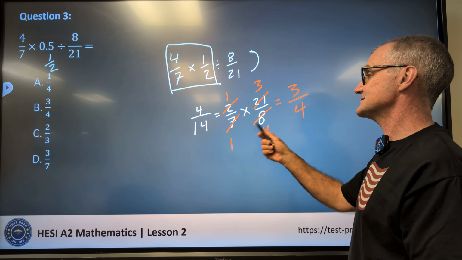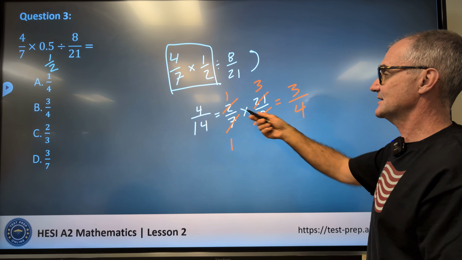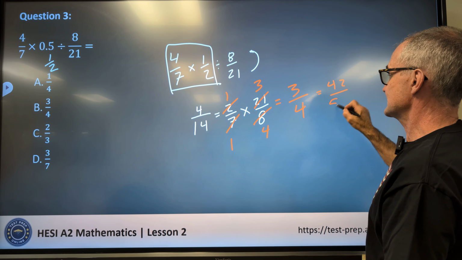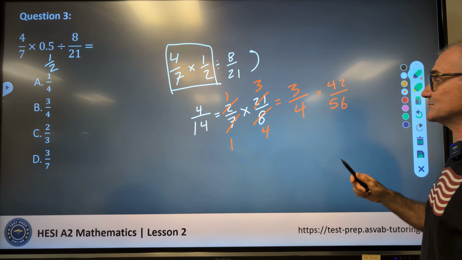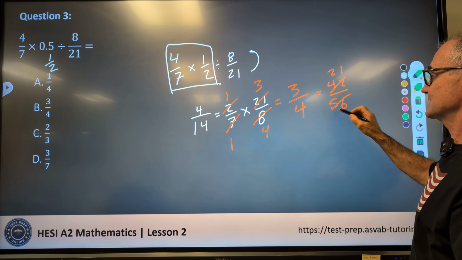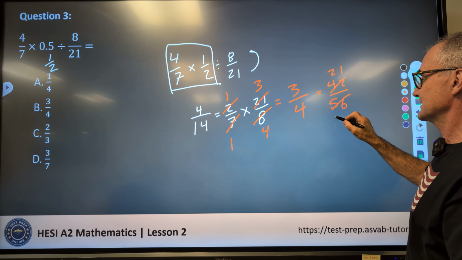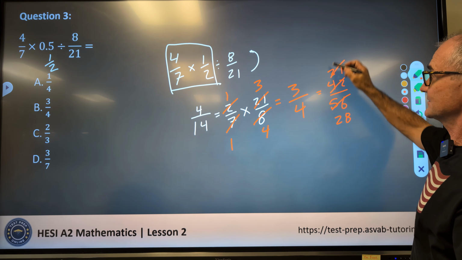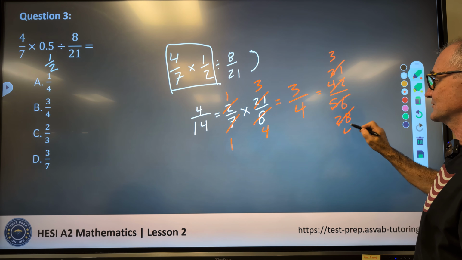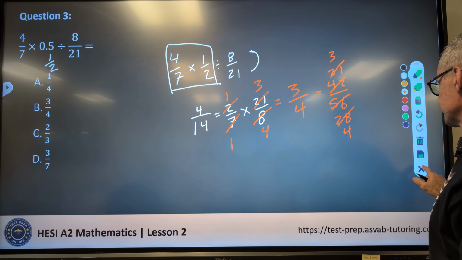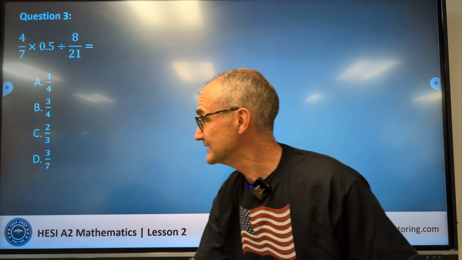If you didn't cancel, you could still just multiply across the top to get 42 over 56 and then reduce afterwards. 2 will go into here 21 times, into here, what is that, 28 times? And then 7 goes into here 3 times, 7 goes into here 4 times. It'll give you the same thing. Okay, let's move on.